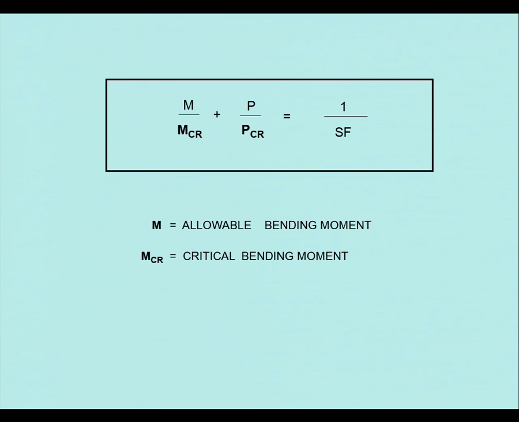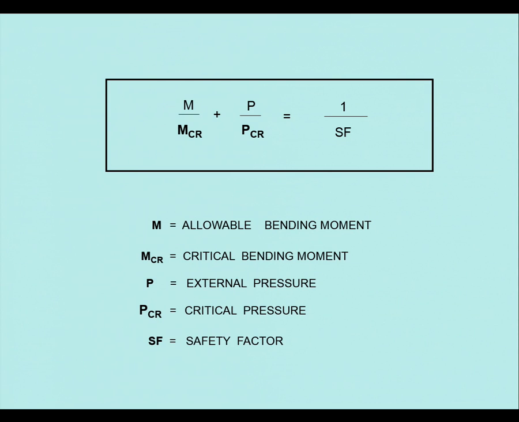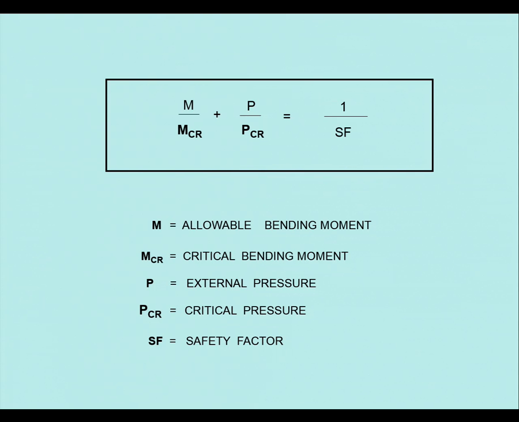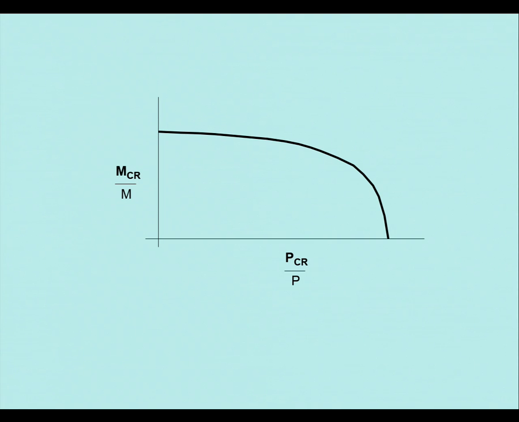So MCR is the critical bending moment, P is the external pressure, and PCR is the critical pressure. And F is the safety factor. And therefore you can plot those. If you take that formula and you start changing the values of P and M, this is what's known as a failure ellipse. This is part ellipse.